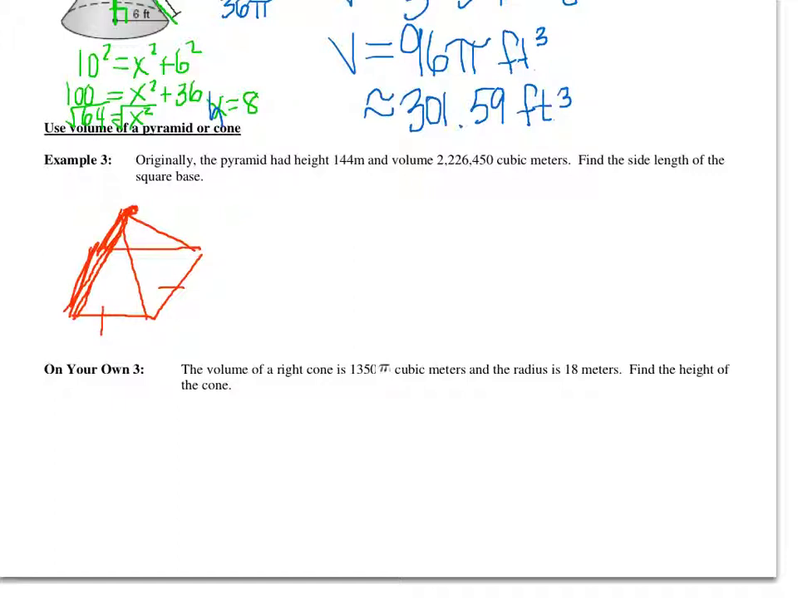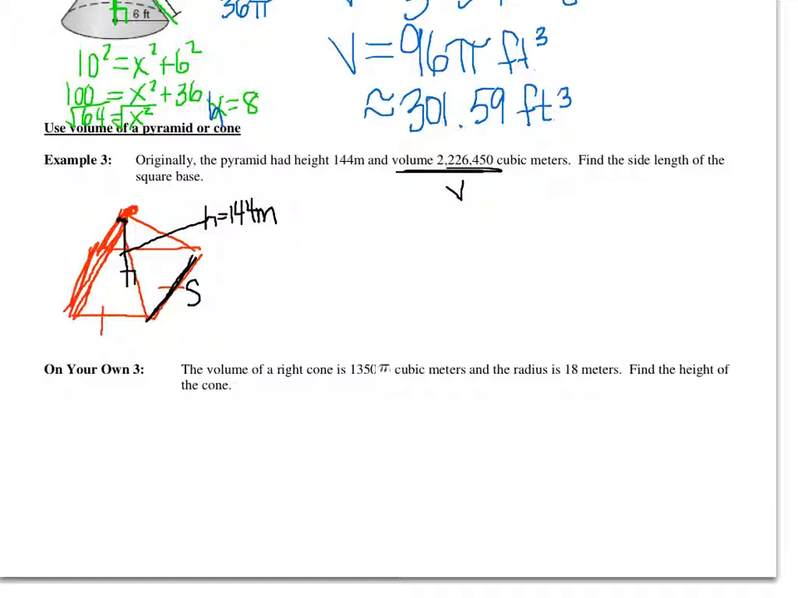I know my height is 144 meters. So my height comes right from the vertex down to the middle of the base at a right angle. So this height is 144 meters. And I know my volume here is right here, so there's V. It says find the side length, so we want to find S of this.